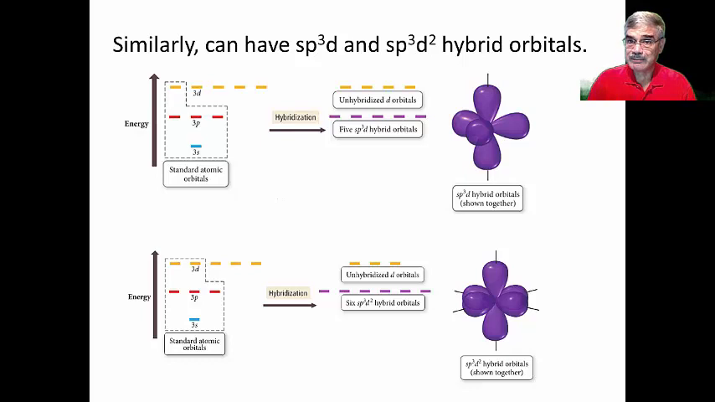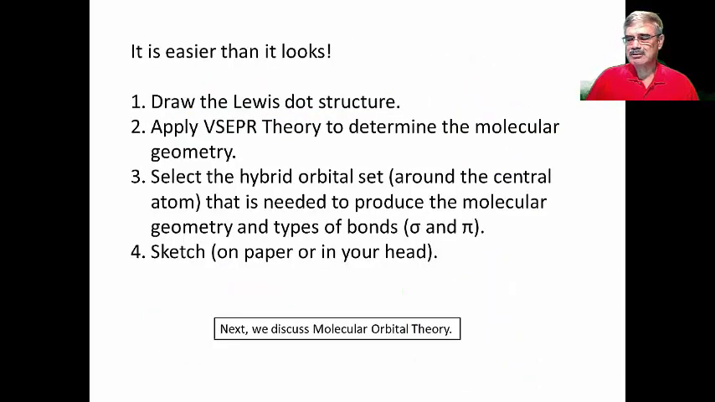Also, we could hybridize to form sp3d2 hybrid orbitals by hybridizing one 3s with 3 3p's and 2 3d's as shown in the bottom left, lassoing these together to form 6 equal energy sp3d2 hybrid orbitals. We may then have leftover unhybridized d orbitals that we may do something with. But this is how you can form an sp3d2 hybrid orbital set. Let's summarize this. It may look complicated, but it's easier than it looks.